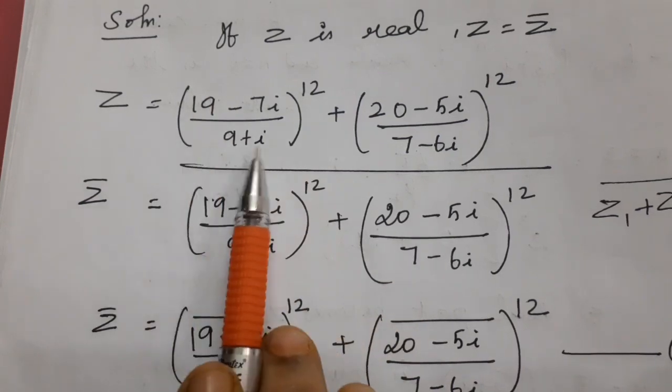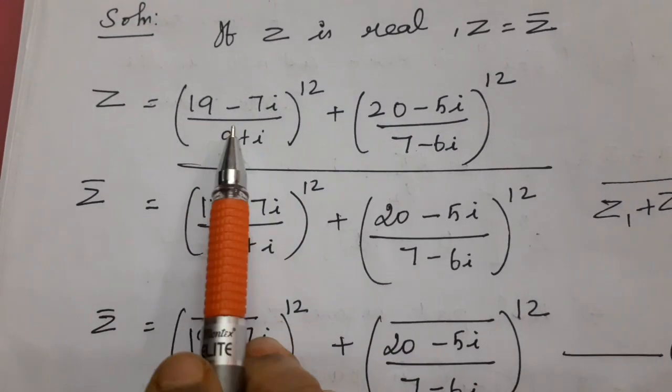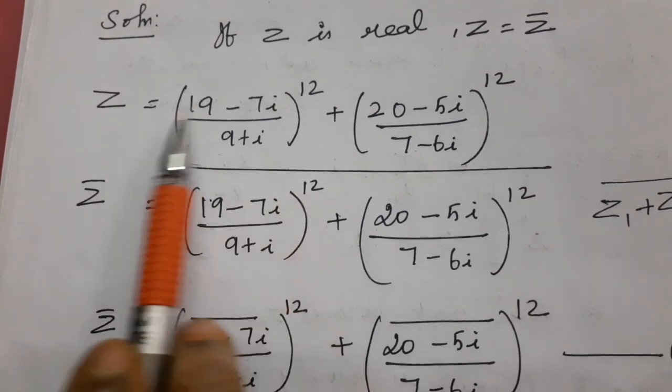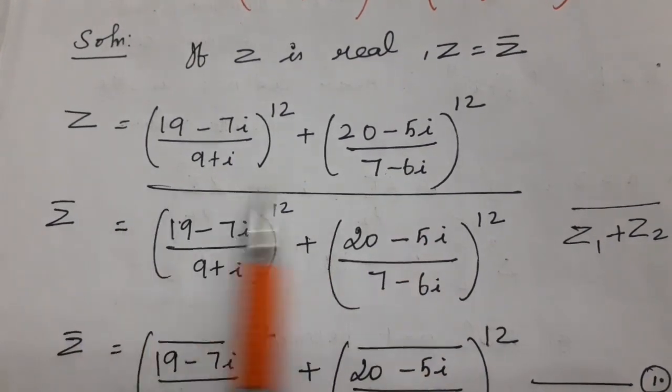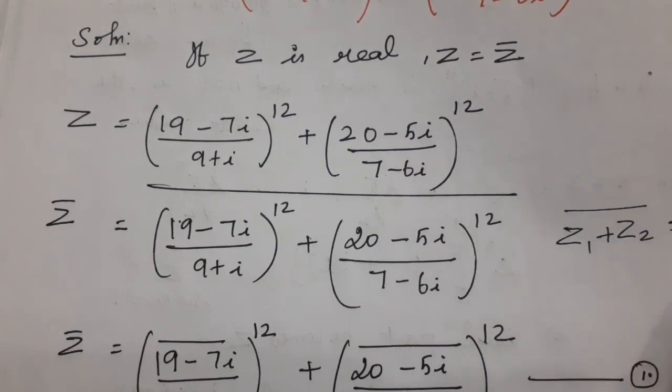This is in what form? It is not in the complex form A plus iB. So we make it into A plus iB form, because this is a division. The first question was directly given in A plus iB form. This is not in A plus iB. First take the given expression as Z. So Z bar, take the whole bar. What is the property? Z1 plus Z2 the whole bar equal to Z1 bar plus Z2 bar.